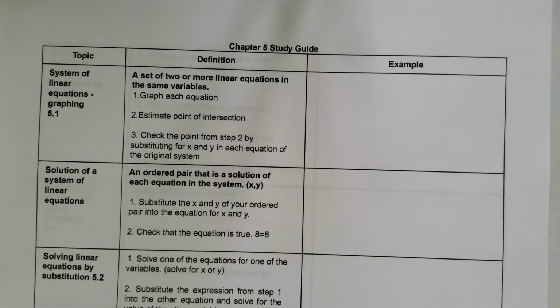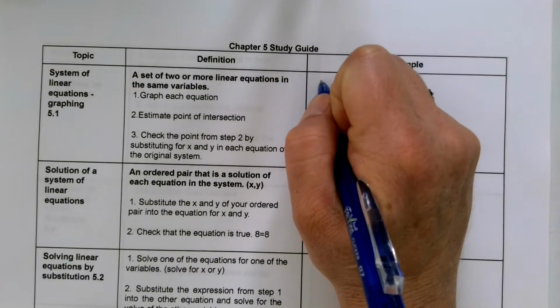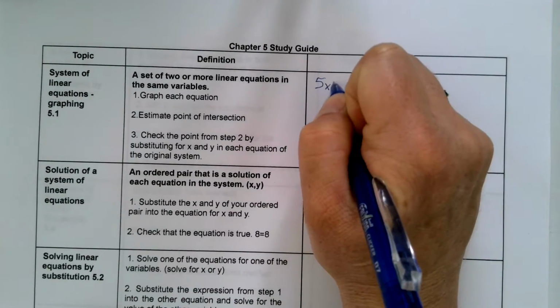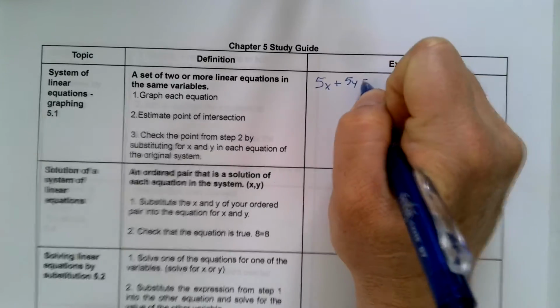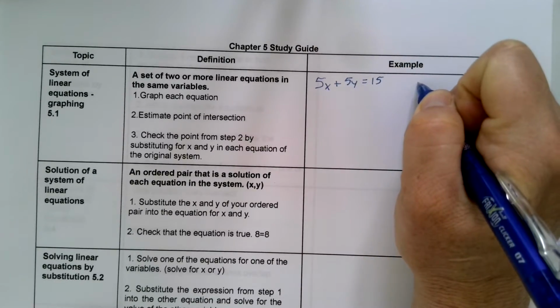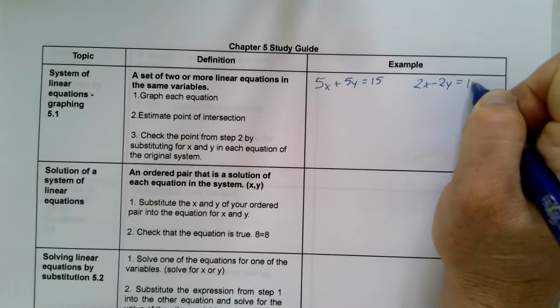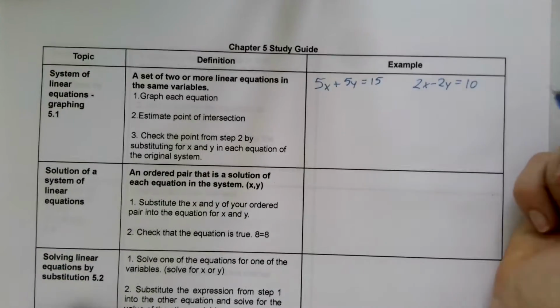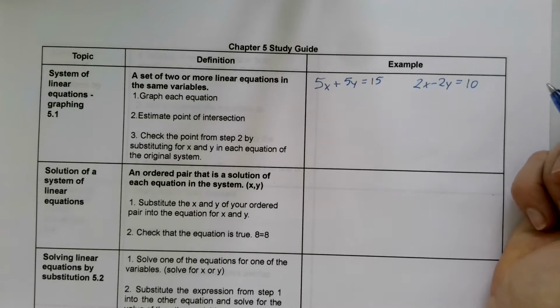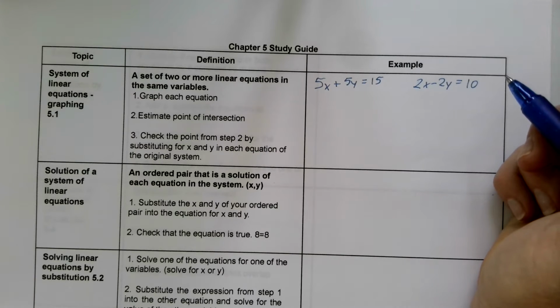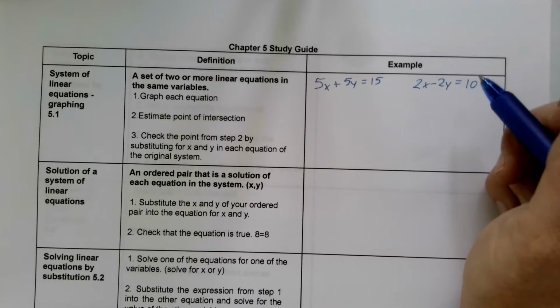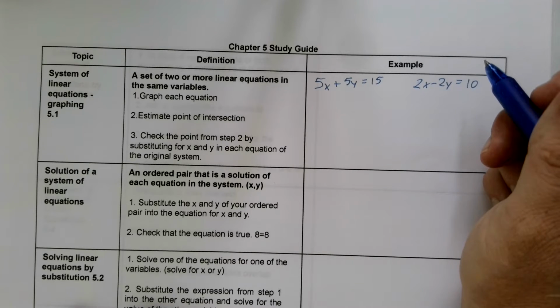And so the first part that I want you to be able to do is look at an equation. Here's one, 5x plus 5y equals 15. And here's another one, 2x minus 2y equals 10. Now, you may say this is in standard form. I really prefer to work with slope-intercept form.